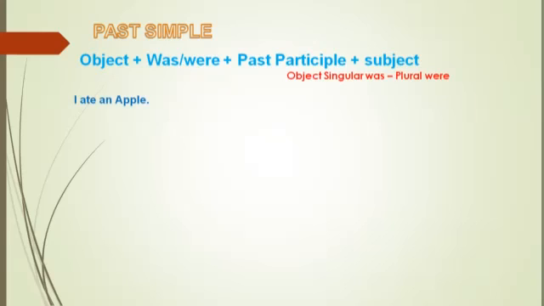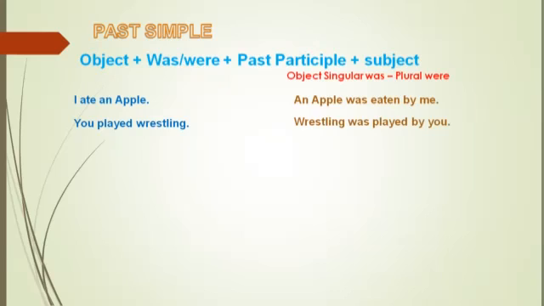I ate an apple. I is the subject, ate is past tense, and an apple is the object. First we have to write an apple. It is singular, so we have to use was, then change ate into verb 3, eaten, then I becomes by me. See the sentence: An apple was eaten by me. Next, you played wrestling. Wrestling is also singular, so we have to use was, then played remains played, verb 3, then you becomes by you. Wrestling was played by you.